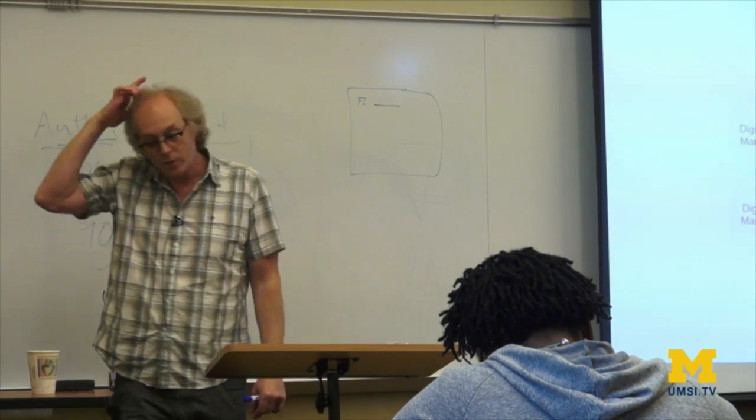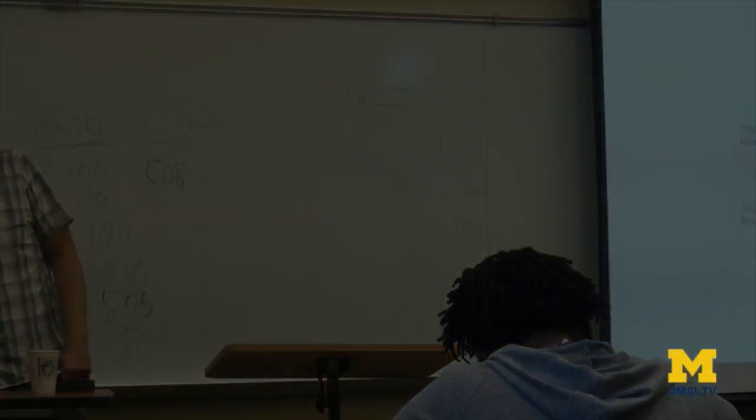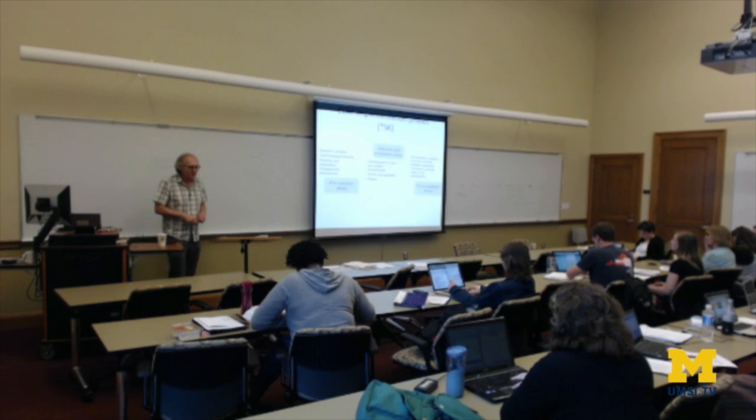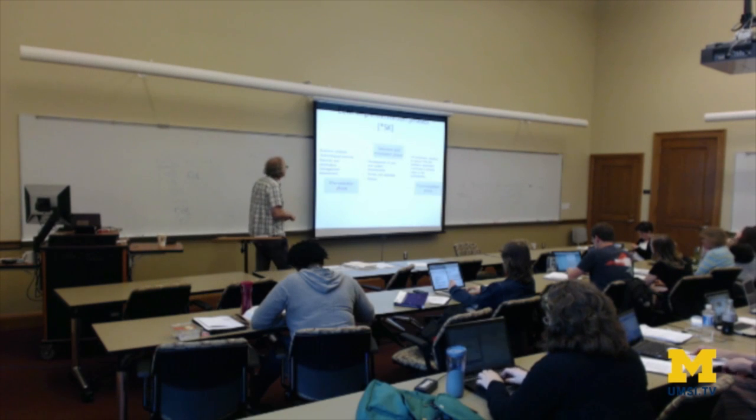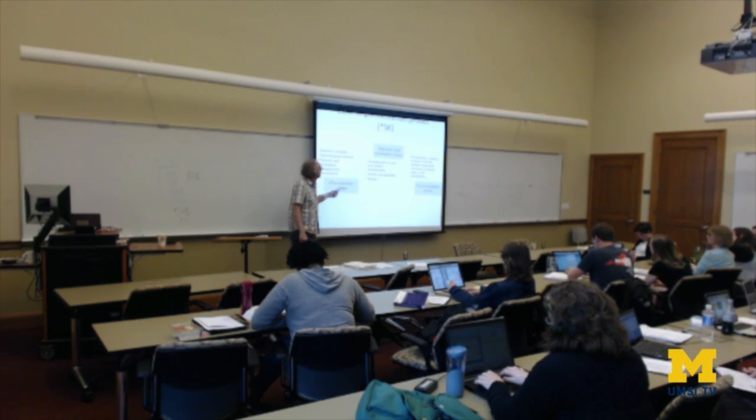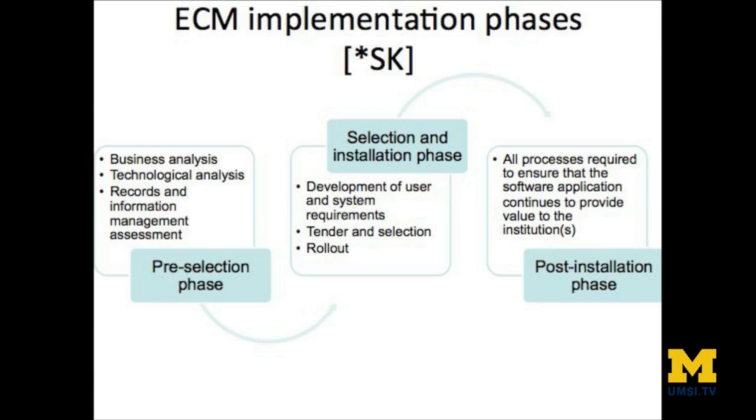Okay, and so the way that we kind of try to think about this is think about it through implementation phases, right? So there's the pre-selection phase, there's the selection and installment phase, and then there's the post-installment phase. So this is kind of like how you go about identifying what you need a system to do, what systems out there do what you're asking it for, then selecting the one that you want. So some of the stuff that you're doing around business analysis is kind of part of that.